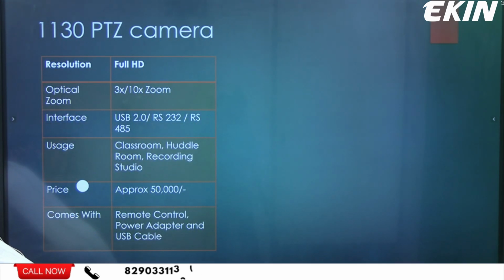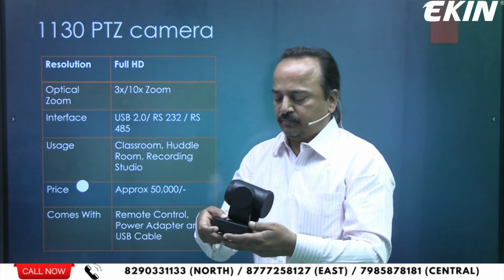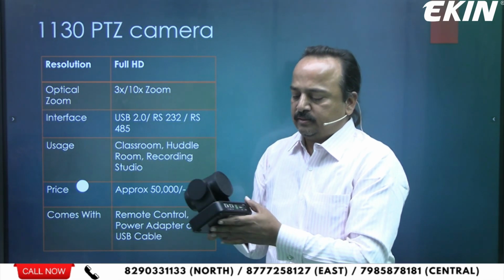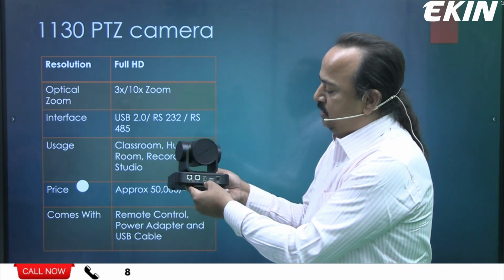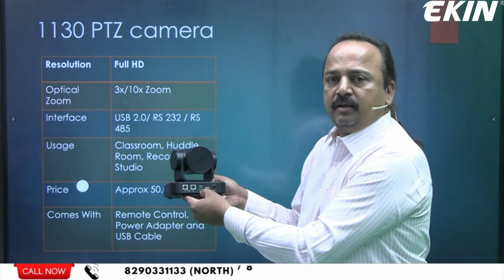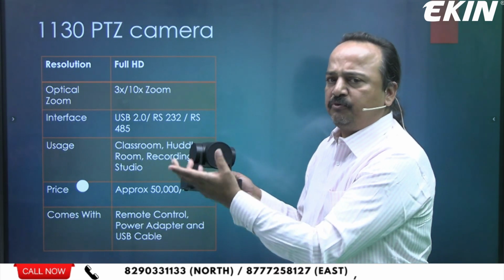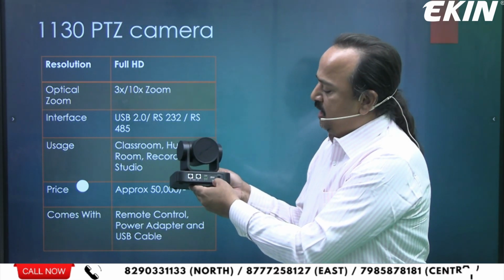I'll show you the camera here only. So this is the Ekin PTZ camera, you can see. Right? So it has an RS-232 in and out. Then there's a 485. This is normally for if you want to have more than a few cameras connected with each other, and then USB 2.